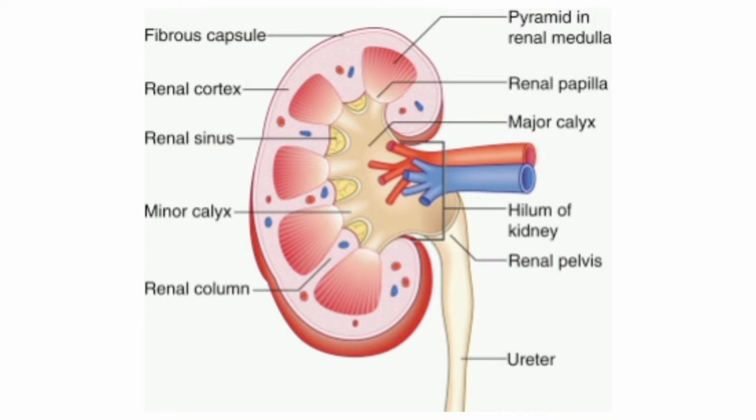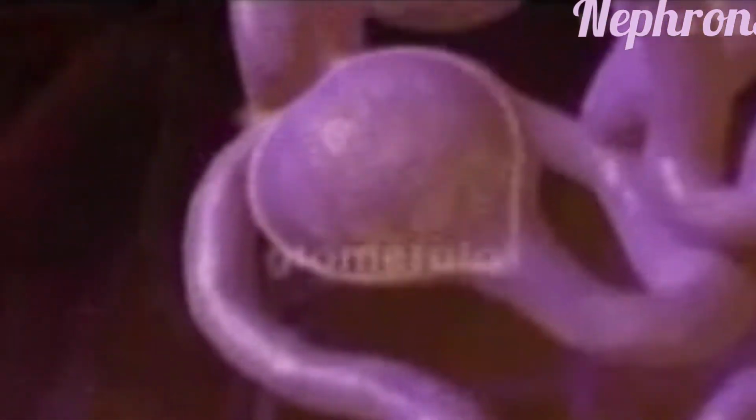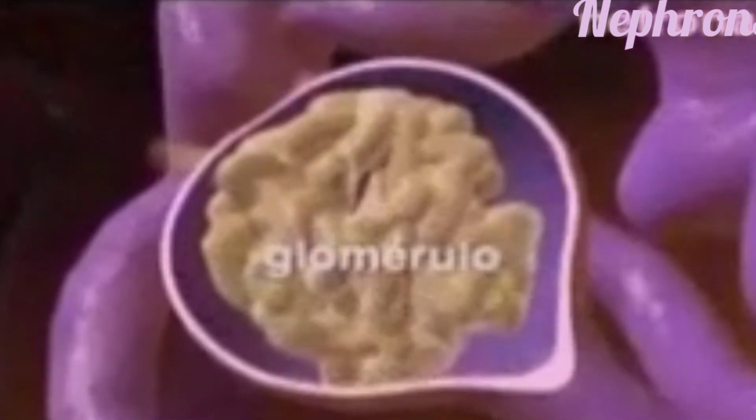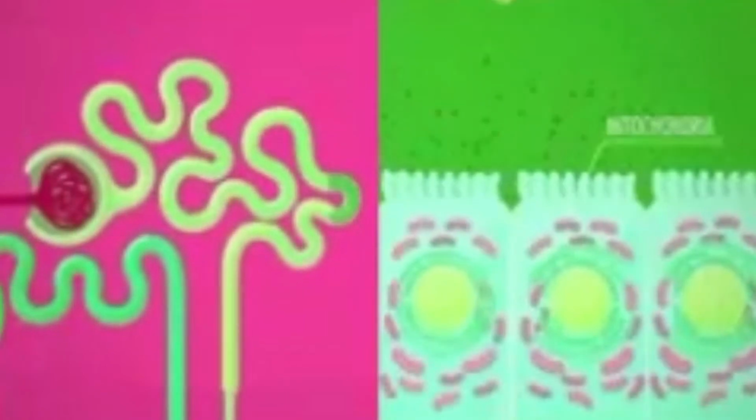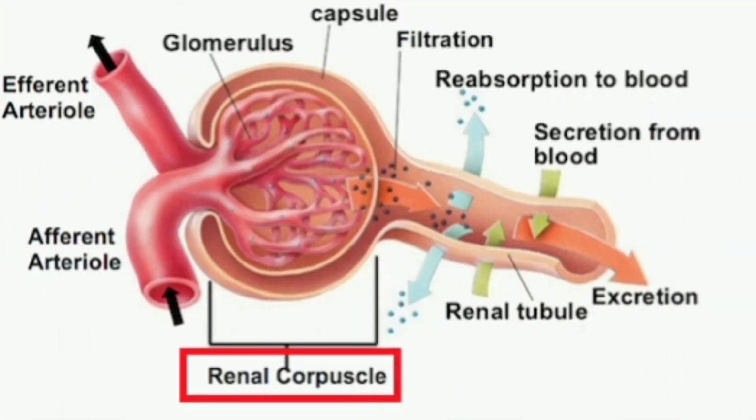Now let's discuss the microscopic structure of the kidney. Each kidney is composed of numerous complex tubular structures called nephrons, which are nearly 1 million. These are the functional units of the kidneys. Now let's talk about the structure of the nephron, which is also known as the uriniferous tubule. Each nephron consists of two parts, the Malpighian body and the renal tubule. The Malpighian body is also known as the renal corpuscle.